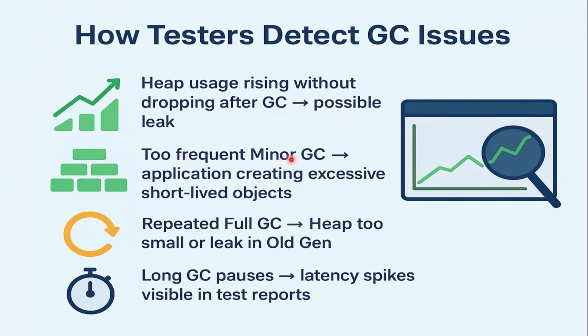If too frequent minor GCs are happening, then your application is creating excessive short-lived objects, which can lead to memory problems. If you see repeated full GC, then there is a possibility of a leak in the old generation. If there are long GC pauses, then you can see latency spikes, which will be visible in test reports. In our e-commerce test, if checkout times keep climbing while the heap graph shows constant growth, you know a leak exists.